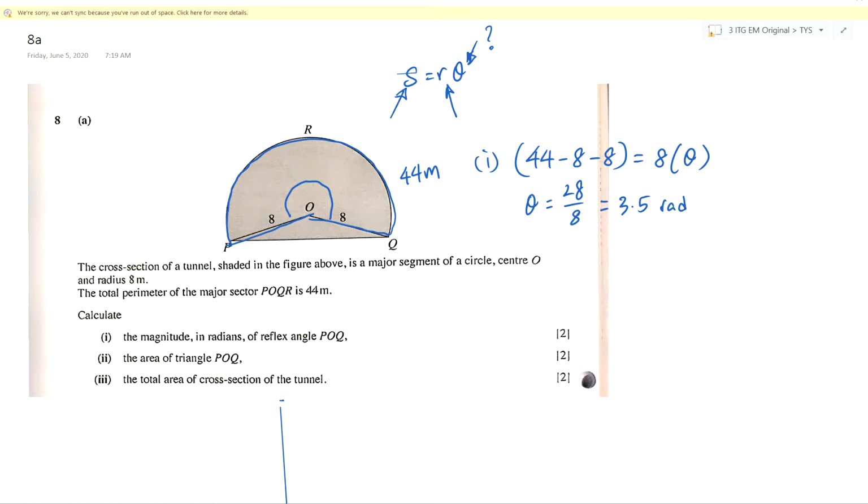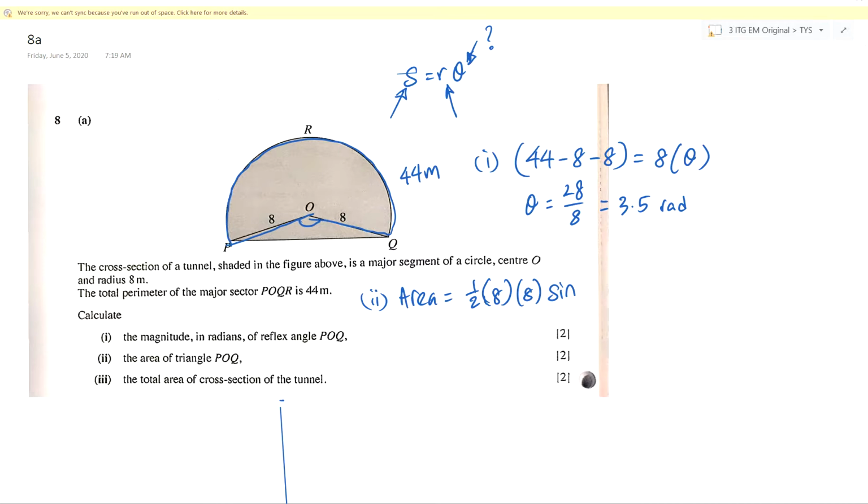Area of triangle is half ab sine C. Okay, but in this case, our a value is 8. Our b value is also 8. Then write down the sine. And now we require the angle C. Identify the angle. This is the angle we require.